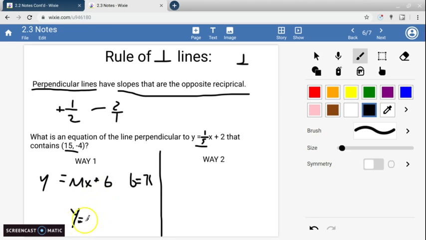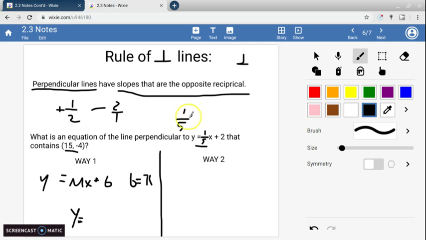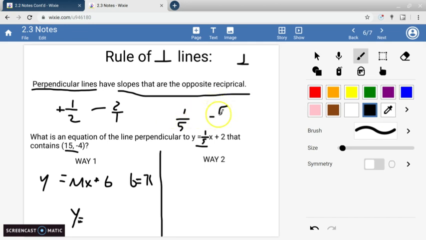And then we already knew that the slope will not be equal, but it will be the opposite reciprocal. What is the opposite reciprocal? Well, we basically just do stay, change, flip. Stay, you just keep it like that, and then you change the sign. The sign is changed to a negative, and then you flip the fraction 5/1, which is just negative 5. So y equals negative 5x plus 71.